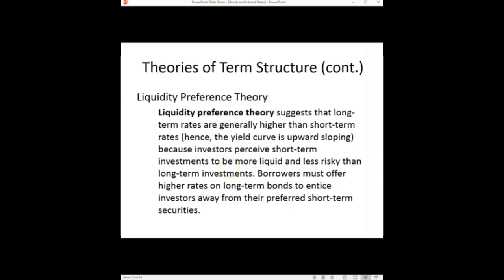Another theory is the liquidity preference theory, which suggests that long-term rates are generally higher than short-term rates because investors perceive short-term investments to be more liquid and less risky than long-term investments. And this has an intuitive appeal. Probably most of us, if we were to invest our money, would want to get a higher rate of return for investing the money longer. So borrowers must offer higher rates on long-term bonds to entice investors away from their preferred short-term securities.